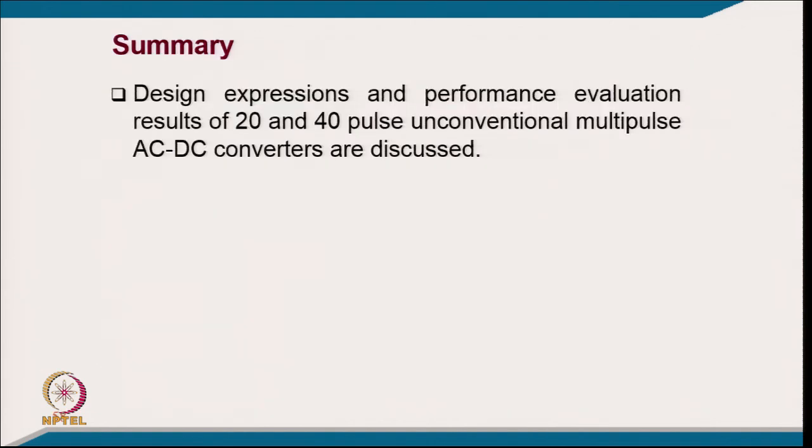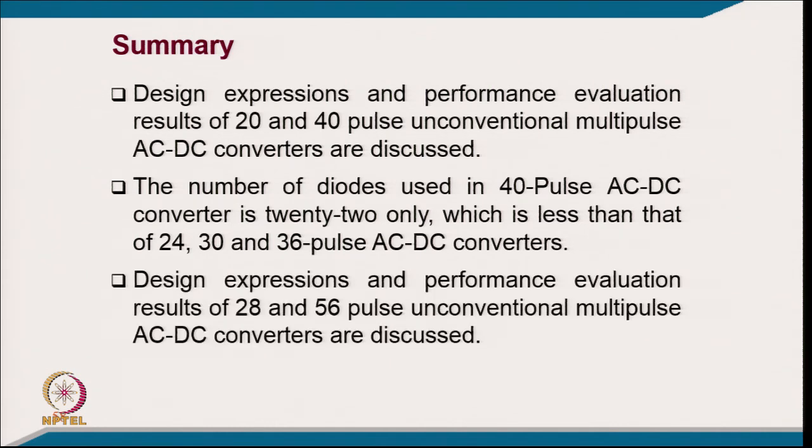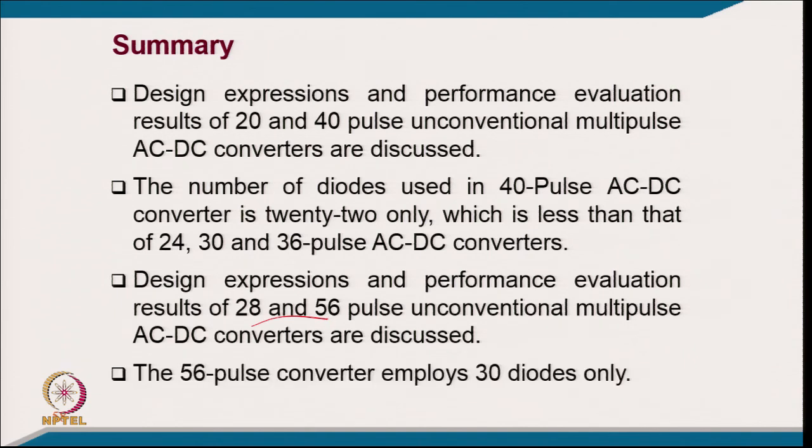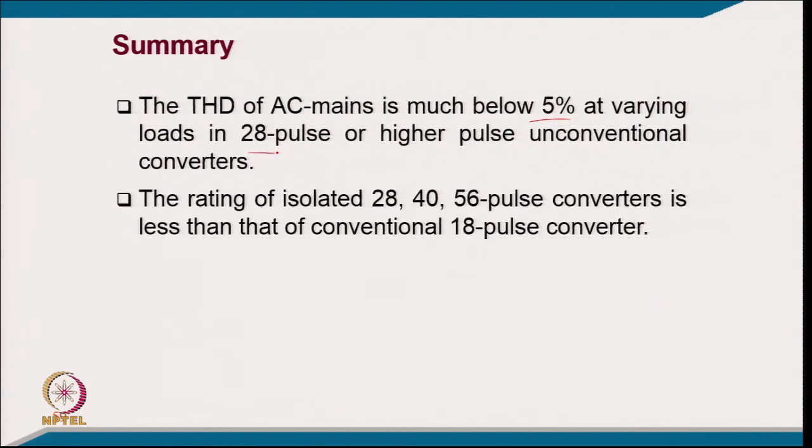So, coming to the conclusion of this non-conventional multipulse converter. The design expressions and performance evaluation of 20 and 40 pulse unconventional multipulse AC/DC converters are discussed, and the number of diodes used in the 40 pulse converter is only 22, which is less than even the 24, 30 or 36 pulse converters. Design expressions and performance evaluation of 28 and 56 pulse unconventional multipulse converters are discussed, and the 56 pulse converter employs only 30 diodes, 28 plus 2 means 30 diodes, and its THD is less than 5% at varying load in the 28 pulse converter.